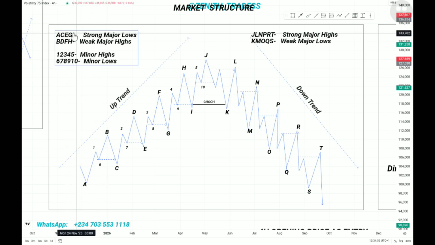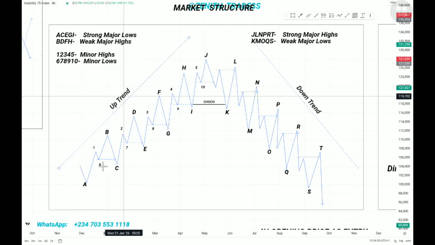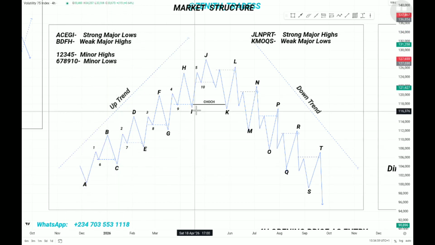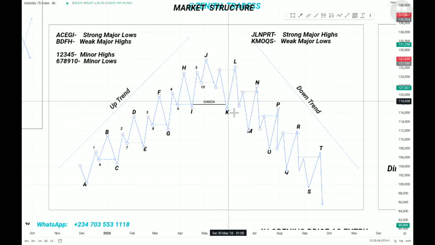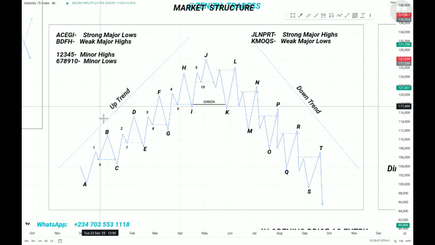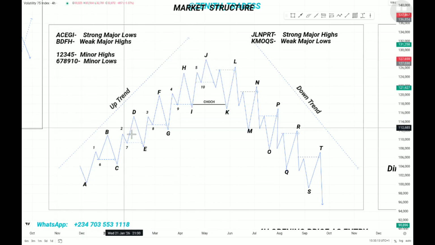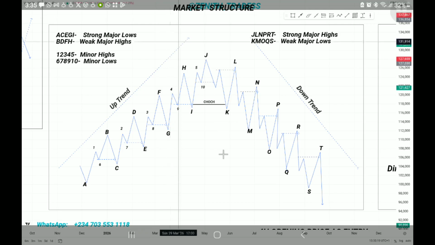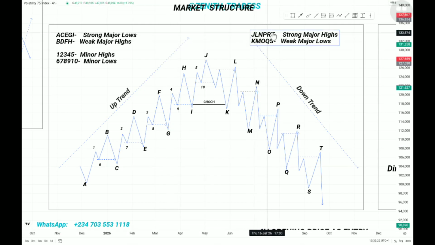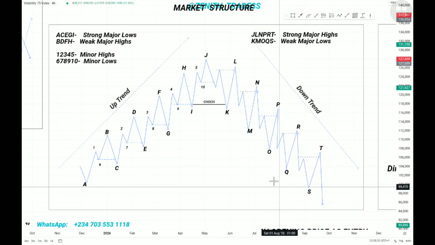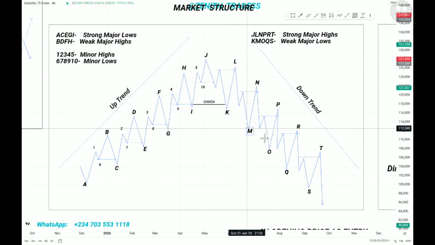The components there are all strong major lows. Strong major lows, ACEG. Even I too is a strong major low before it becomes invalidated, but it's still a strong low because it broke structure before it later became invalidated. BDFGH, these are major highs but weak highs, right? Then the internal structures, the 1 2 3 4, they are minor structures, so they are internal structures. The same way, JLNPRT are strong major highs, and QMOQS are weak major lows. When you practice, you will understand what I'm trying to relate to you here.